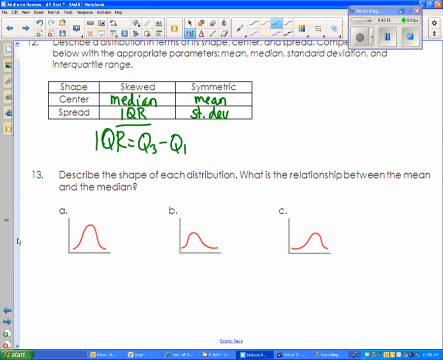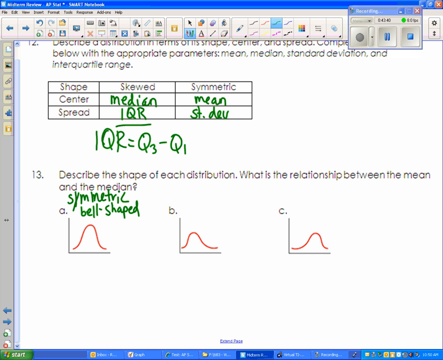In number 13, you're describing the shape of each distribution and then the relationship between the mean and the median. Be very careful when you see something that is bell-shaped, like letter A. Be very careful about calling it normal. I would simply just say it's symmetric. If you want to call it bell-shaped, that's fine.